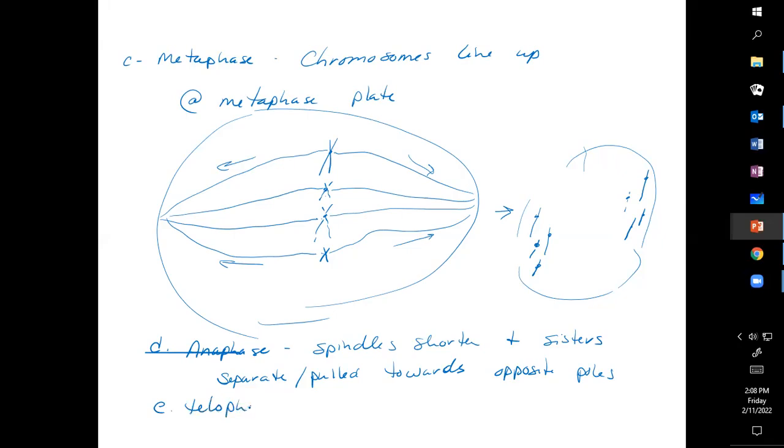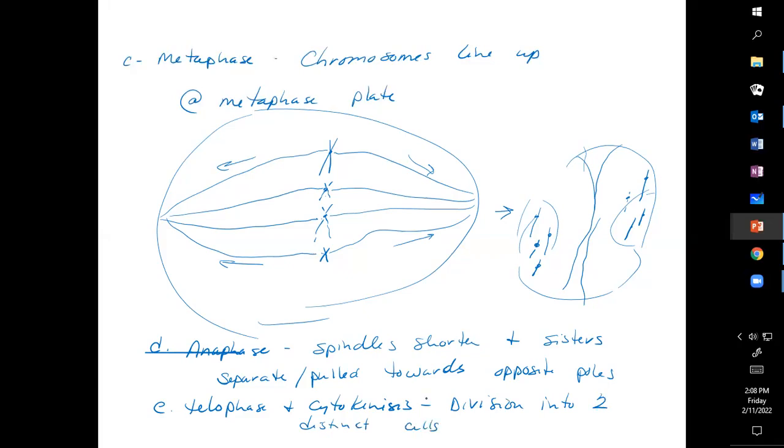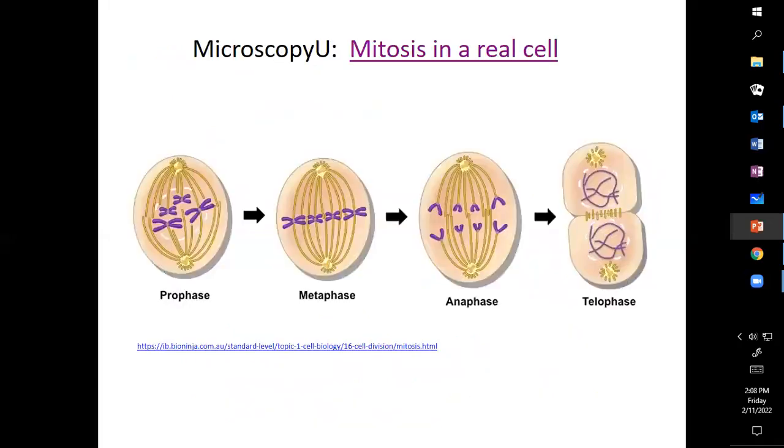telophase and cytokinesis. And that is where the membrane invaginates and you get the formation of two distinct cells. The nuclear membrane is going to reform. So in here, the nuclear membrane is going to form around these sister chromatids, and you get the separation or the division into two distinct cells. So let's take a look here at some images.